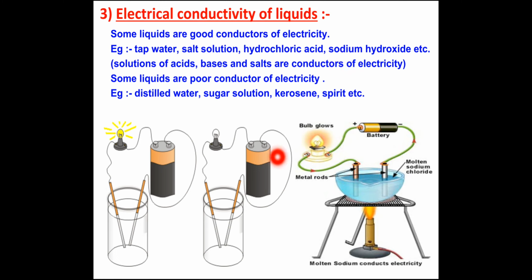Now to check all these things, this is the conduction tester. When we insert these two ends in tap water, the bulb will glow. When we use salt solution instead of tap water, the bulb will also glow. In the case of hydrochloric acid, the bulb will glow. And in the case of sodium hydroxide, the bulb will also glow, because all these solutions are good conductors of electricity. But instead of tap water, if you take distilled water, the bulb will not glow. And with sugar solution, kerosene and spirit, the bulb will also not glow. So they are poor conductors of electricity.